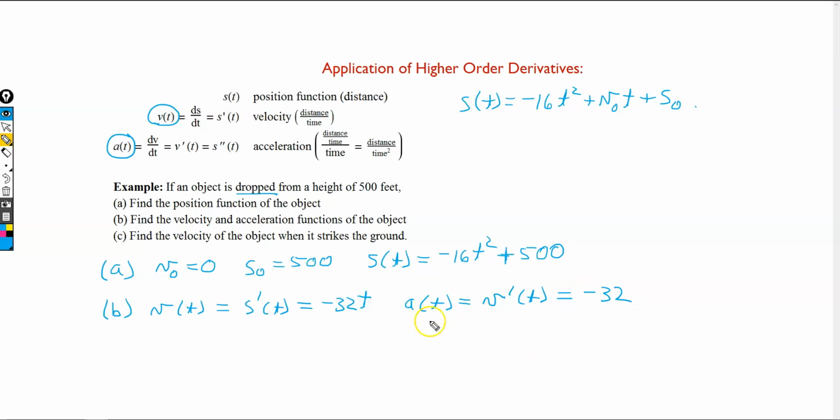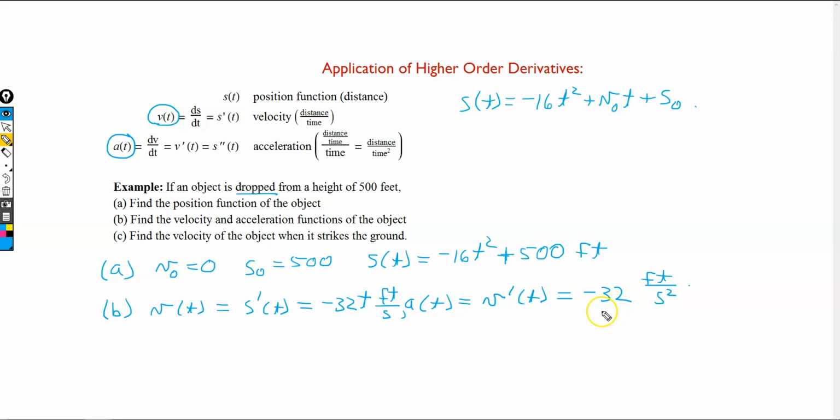Now the units of the position function were in feet. The units of our velocity are feet per second. And the units of the acceleration would be feet per second squared. Notice that we just recover negative 32. That's just the acceleration of an object in free fall near the surface of the Earth. So we just recovered that negative 32 for this particular problem.